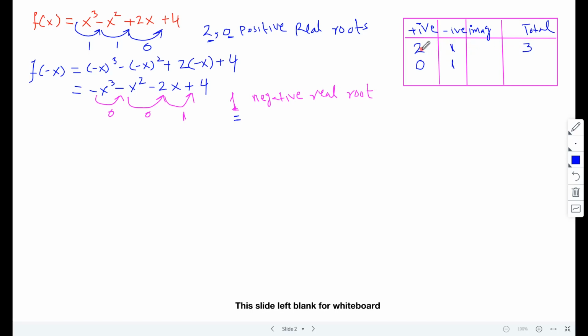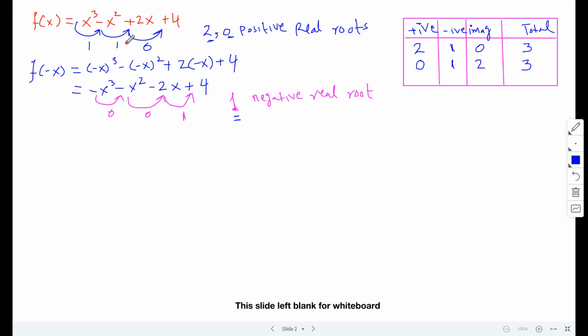Now to find the imaginary roots: 2 plus 1 is 3, and the total is 3, so we cannot have any imaginary root here. And then 0 plus 1 is 1, and 1 plus 2 makes 3. So we have 2 imaginary roots in this combination.